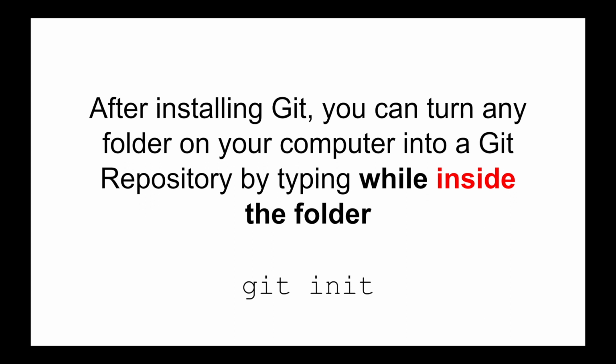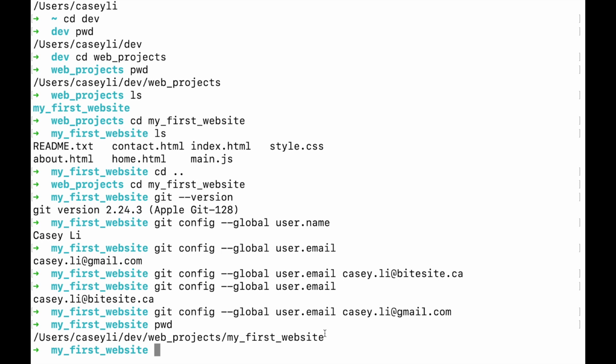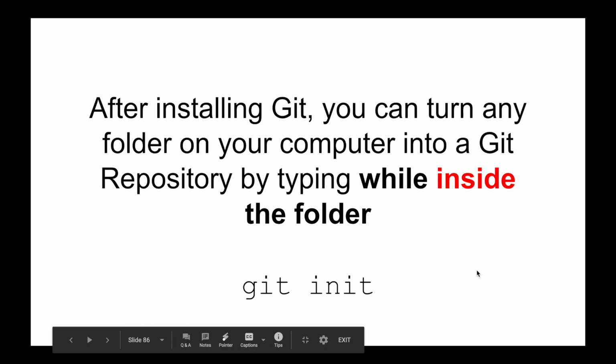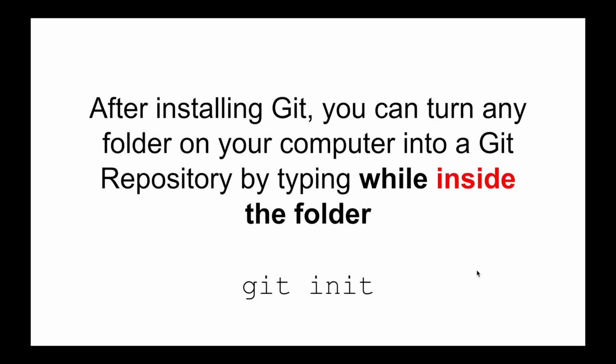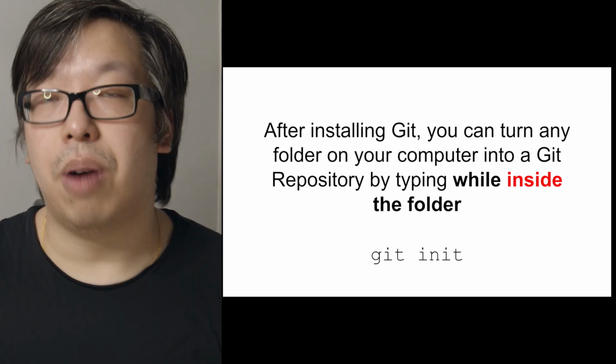Once you're inside that folder, and you can always verify this with pwd, I can verify that I'm in the right folder. Once you're in that folder, then all you have to do is type git init. Init stands for initialize. If you type git init, that will convert that folder into a Git repository.